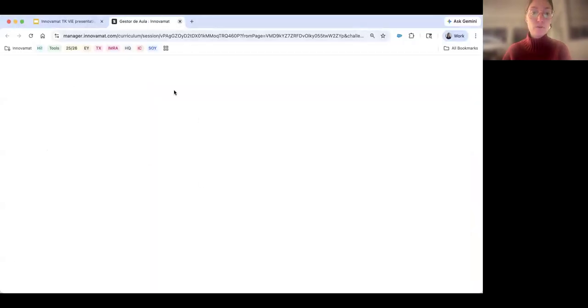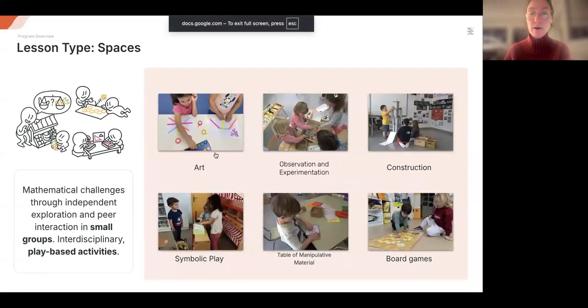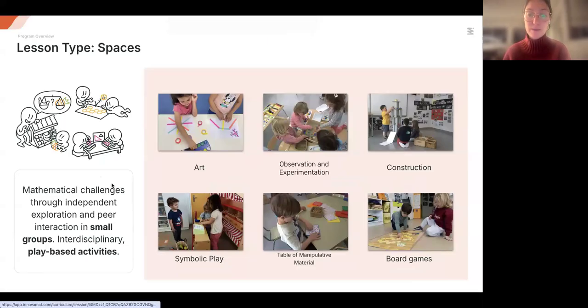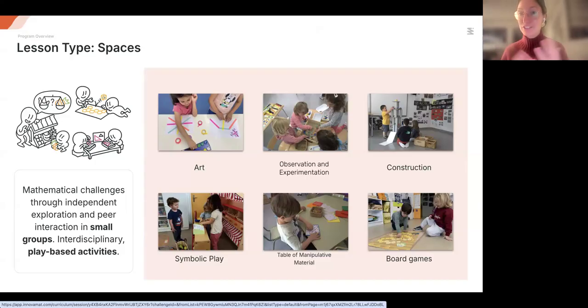It's similar for the spaces, where they're going to be connected to art, to construction, and to spaces around symbolic play. You're going to have a prompt and a guide on what could be a good question or activity to propose to a student to pretend that they're in a supermarket. But how can we go beyond just saying, pretend you're in the supermarket, and ask questions that are truly going to foster mathematical thinking? And how are you going to be able to observe whether they're actually progressing in their learning?